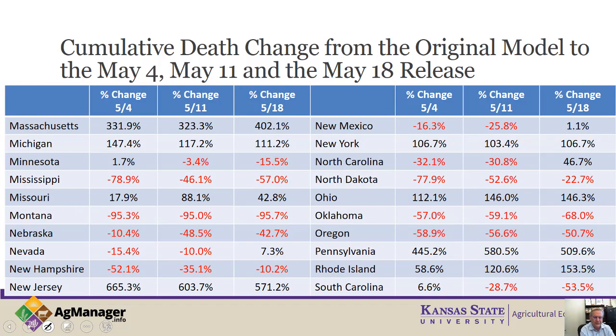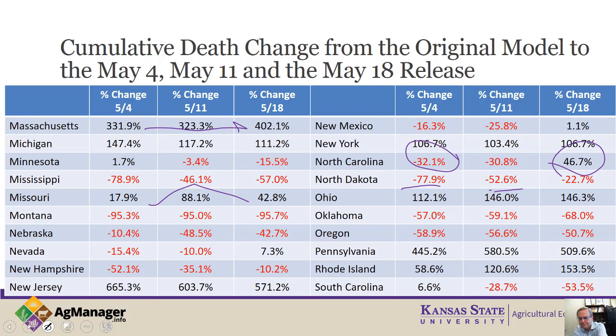Again, you can kind of look at these. The numbers in red basically are less deaths being forecasted. Missouri kind of was 17 up to 88, down to 43. Massachusetts up to 402, and so you can see that there is quite a bit of difference from different types of models in terms of where we were. North Carolina was negative 32%, and now it's up to 46.7, and so the prediction of death in North Carolina has increased over the last 2 weeks.